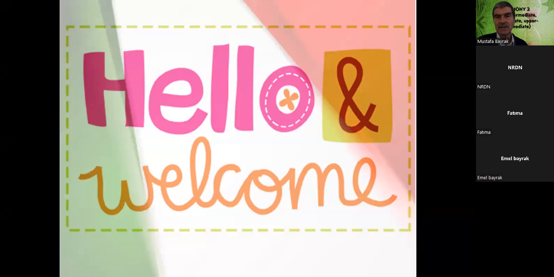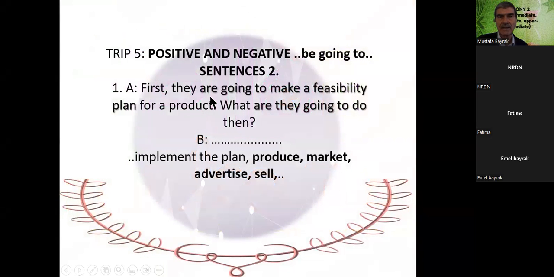Yes, our subject is future be going to again. Positive and negative be going to sentences. The second part of be going to. For example, dialogue 1.